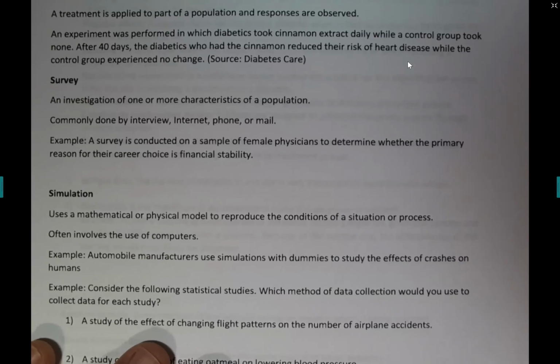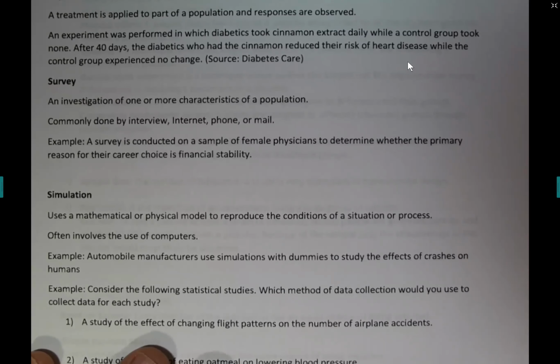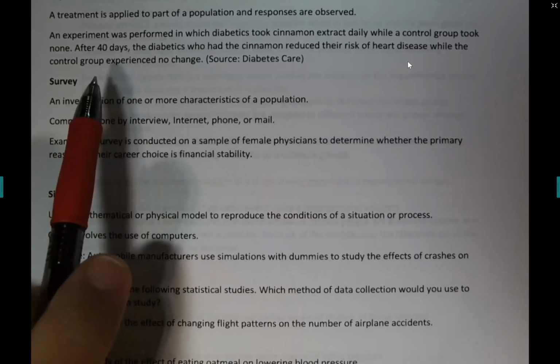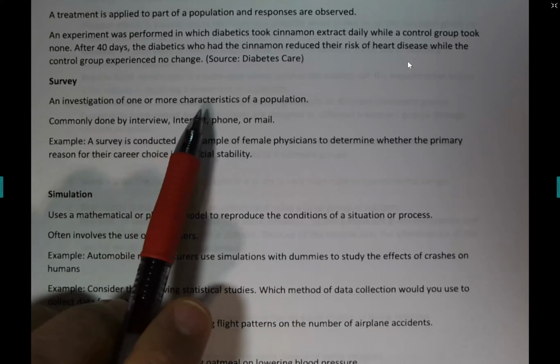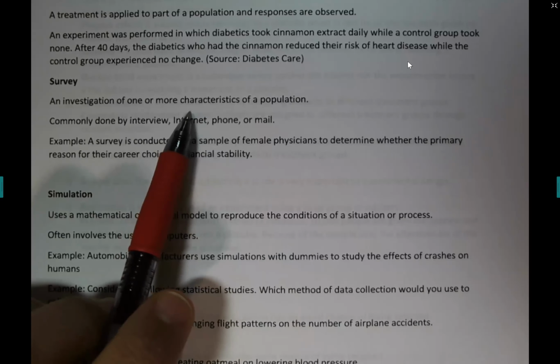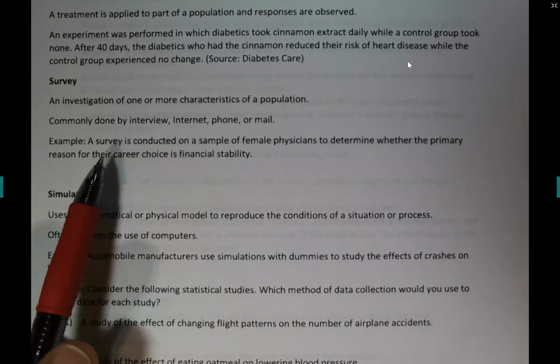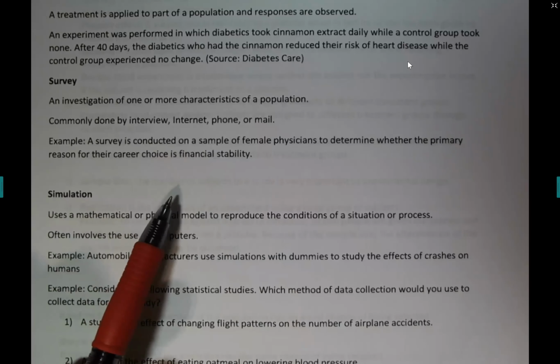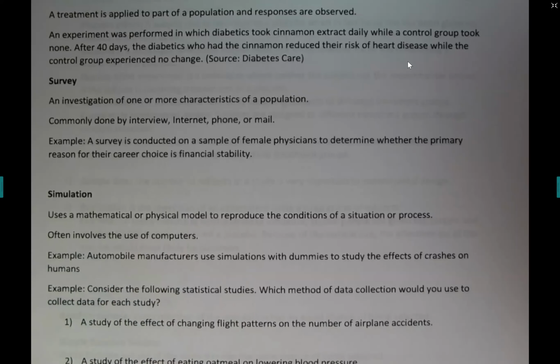Survey. We talked about it yesterday. You mentioned that this is one way of collecting data, a very important way. It's commonly done by interview, internet, phone, mail, an investigation of one or more characteristics. The nice thing about the survey, guys, is you can put as many questions as you want in there. So this is an example. A survey is conducted on a sample of female physicians to determine whether the primary reason for their career choice is financial stability. So that's the title of the survey, and then you can put questions in there.